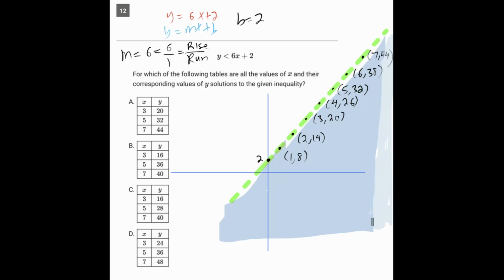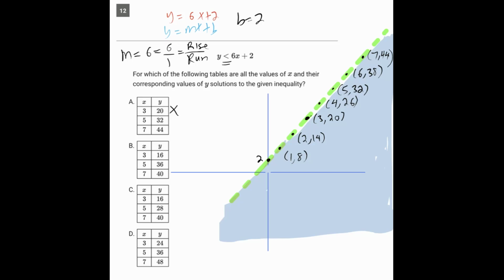Okay, so now which of these sets of points could fit into here? So when we're at 3, for answer choice A, y is at 20. And this point right here is exactly (3, 20). So if this is a less than inequality, then we'd need to be below 20. So we know because of that point right there, this won't work.